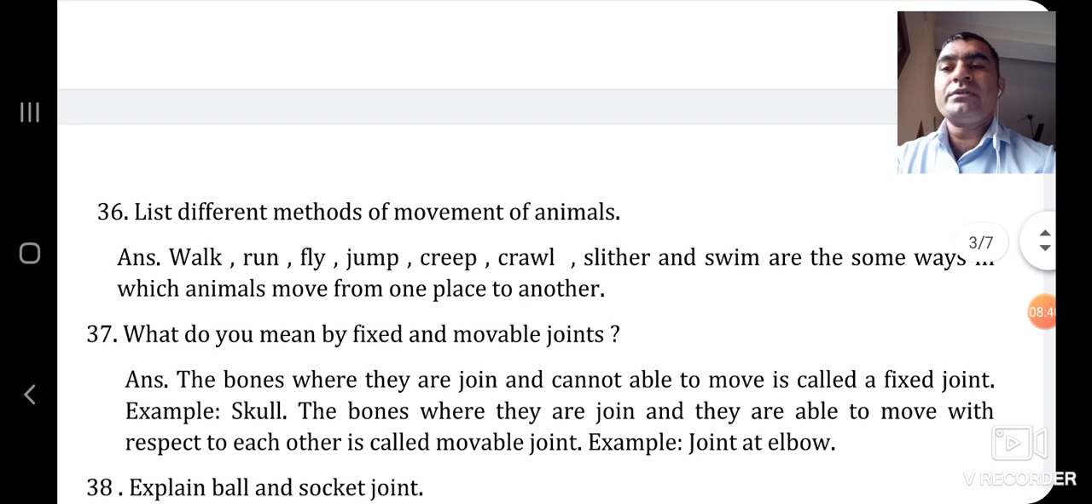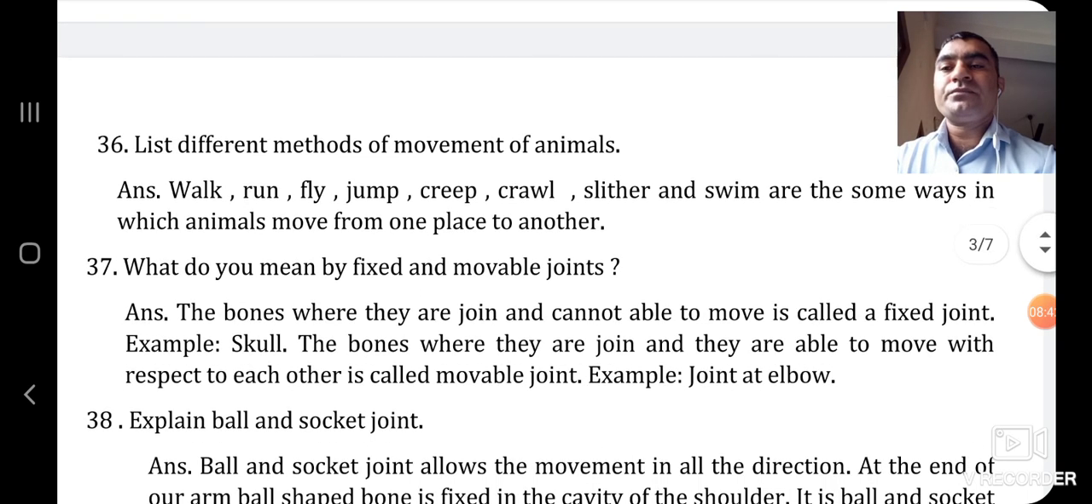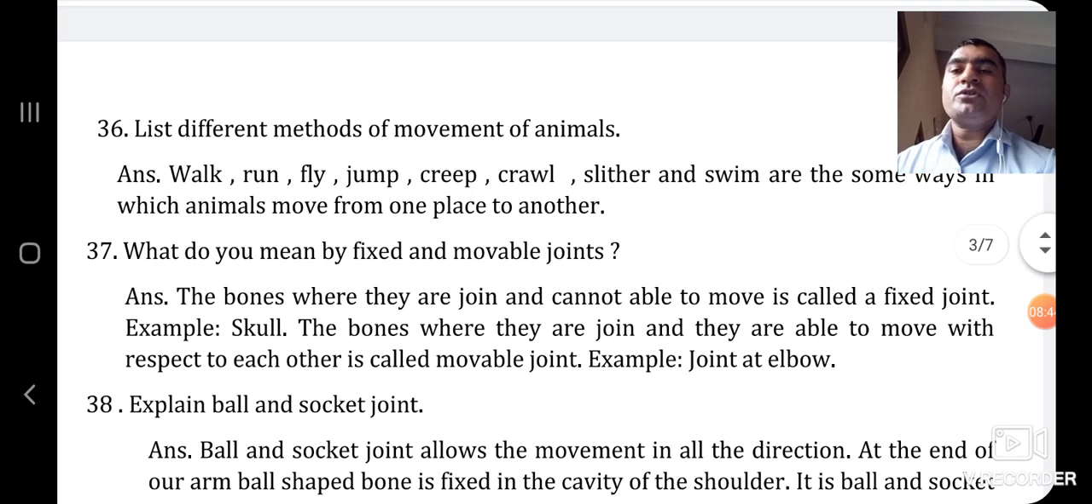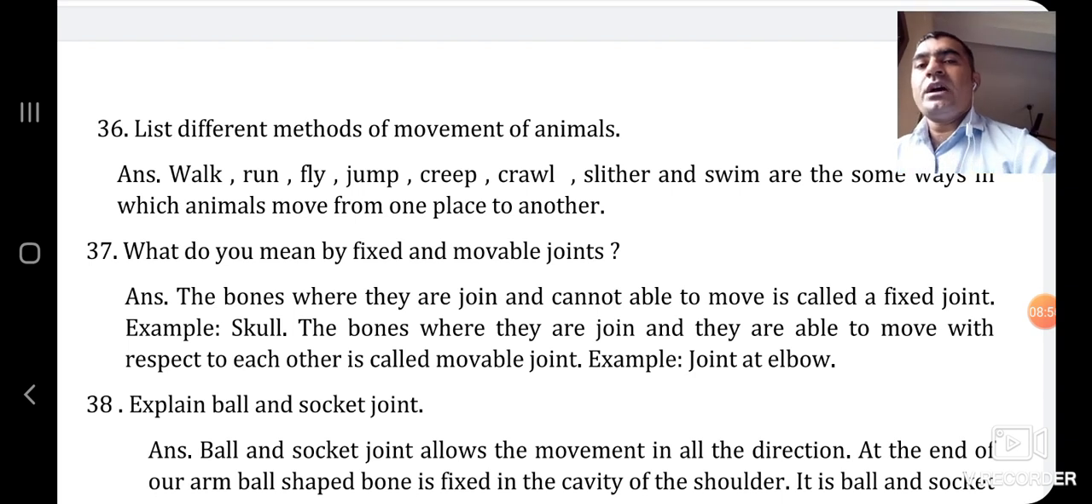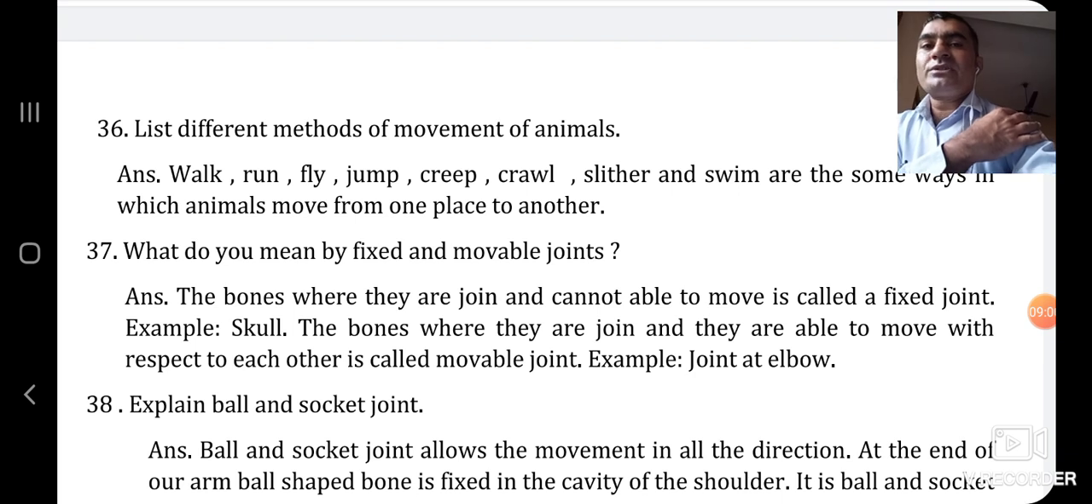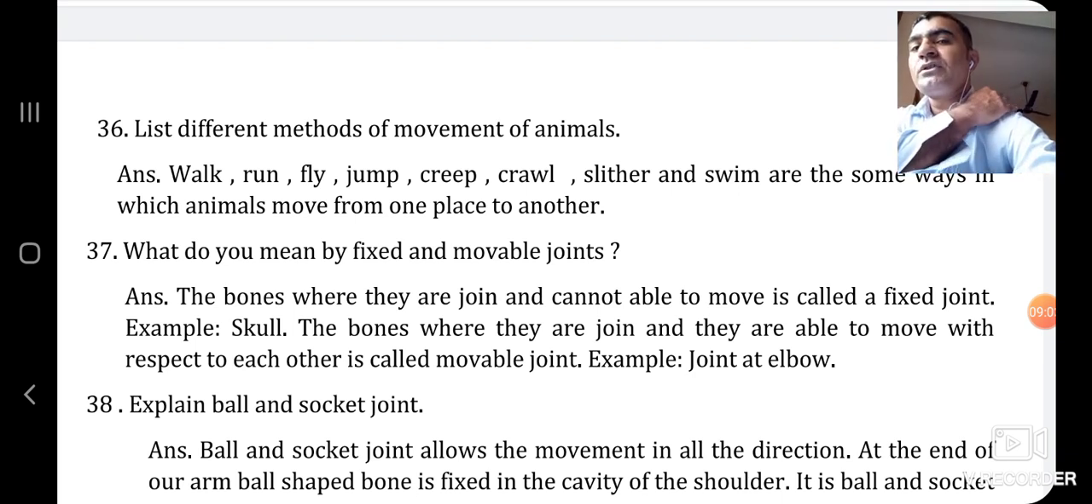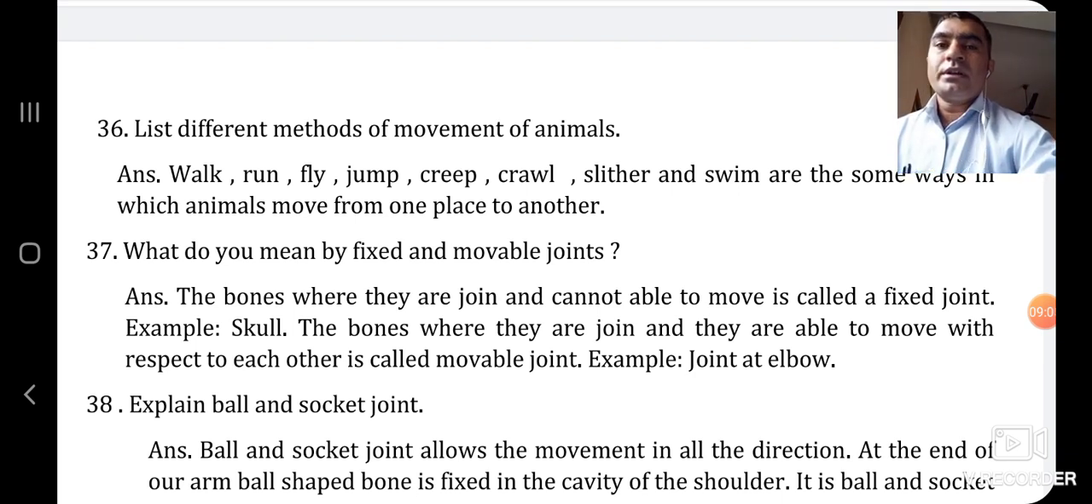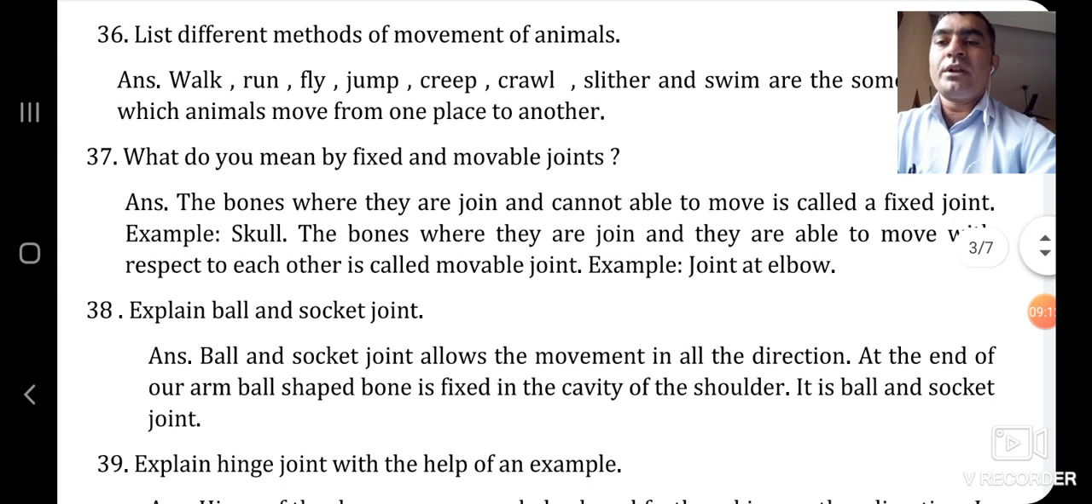The next question we have is, explain ball and socket joint. Ball and socket joint allows movement in all directions. At the end of our arm, a ball like shape is fixed in the cavity of the shoulder. See, at our arm, over here, at the end of our arm, a ball like structure is there and it is fixed in the cavity of the shoulder, and we can move in all directions. It is a ball and socket joint.